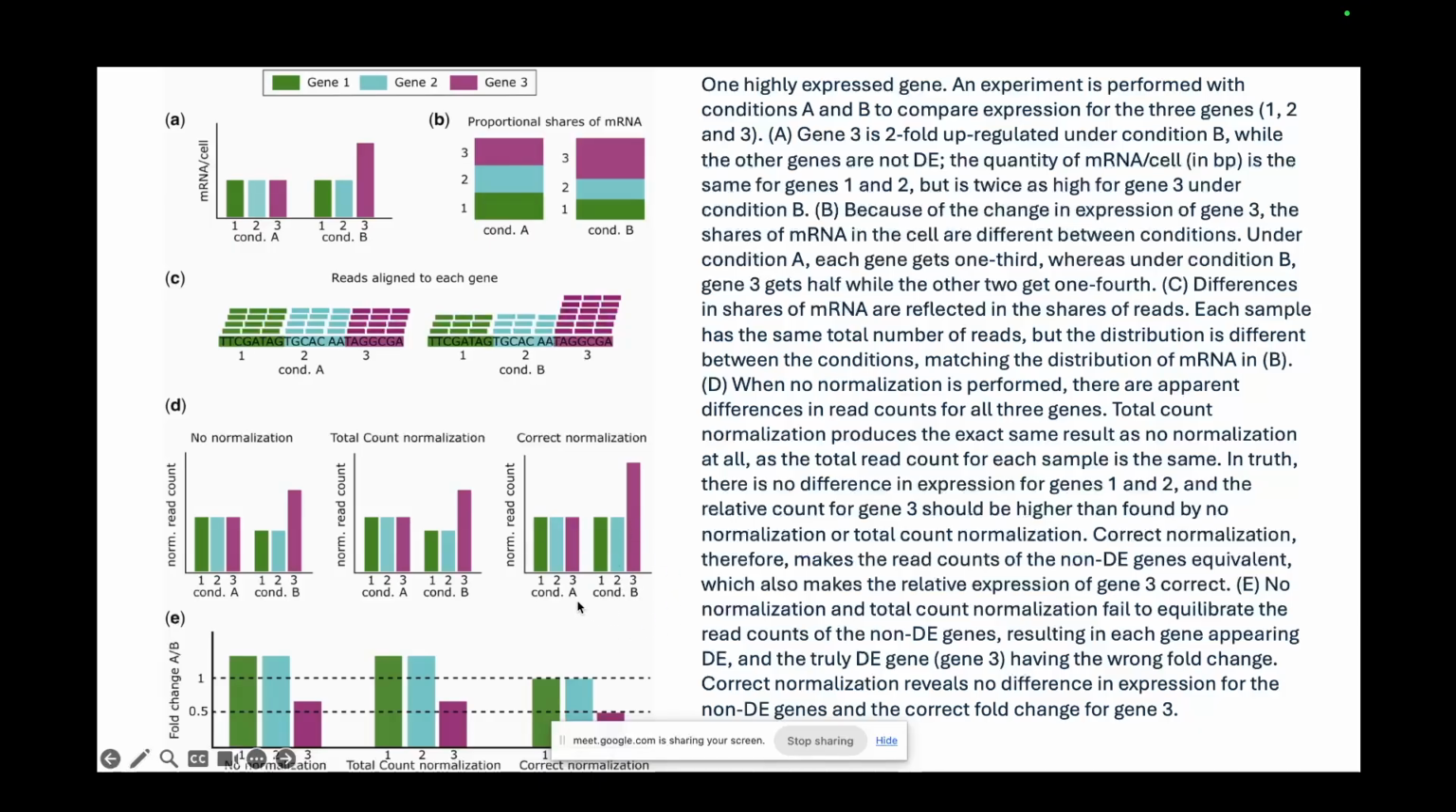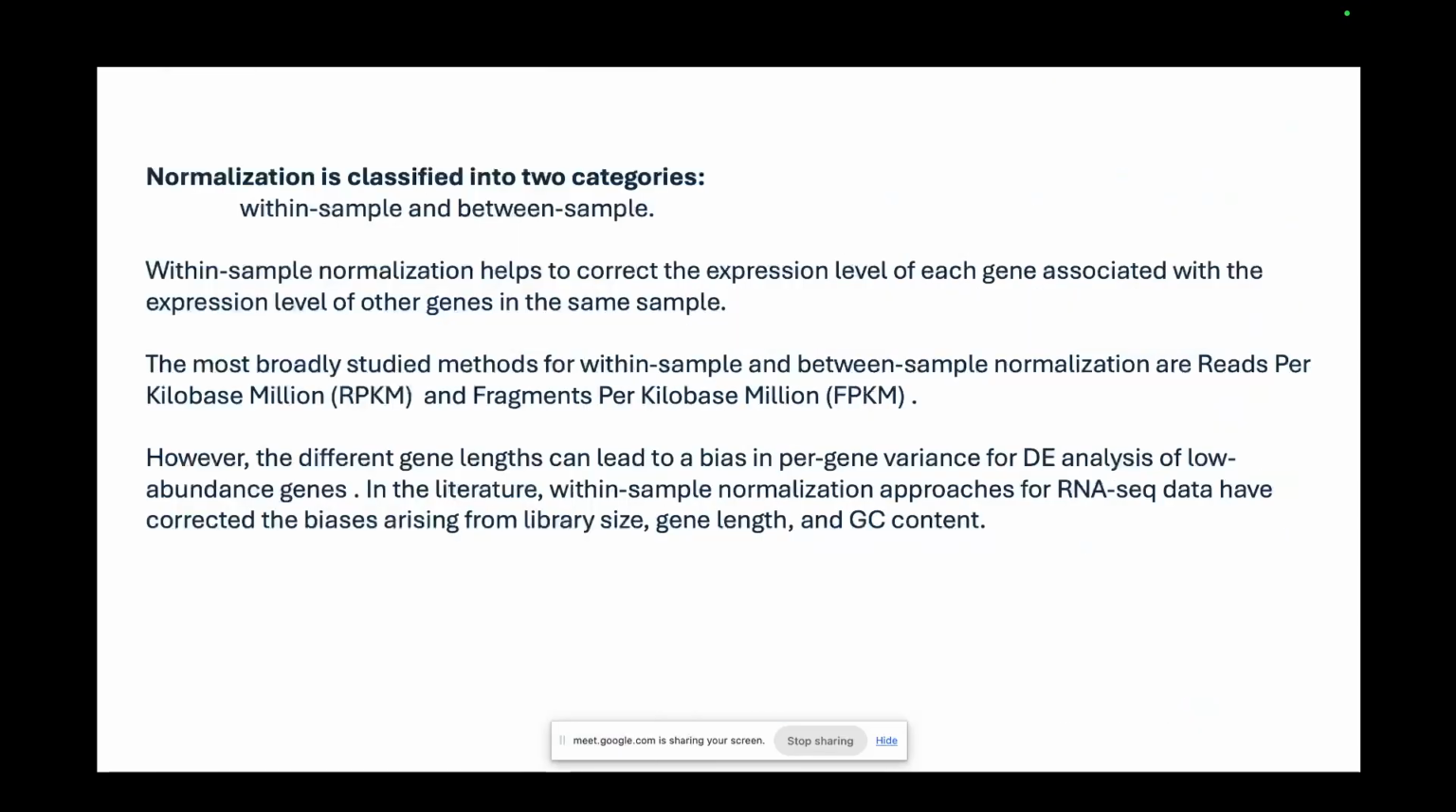Again, just to emphasize, normalization is very important in terms of RNA sequencing data. If you do not do the normalization correctly, you will be getting spurious results, you will be getting hypotheses, you will be getting patterns that actually do not exist. So that is very important.